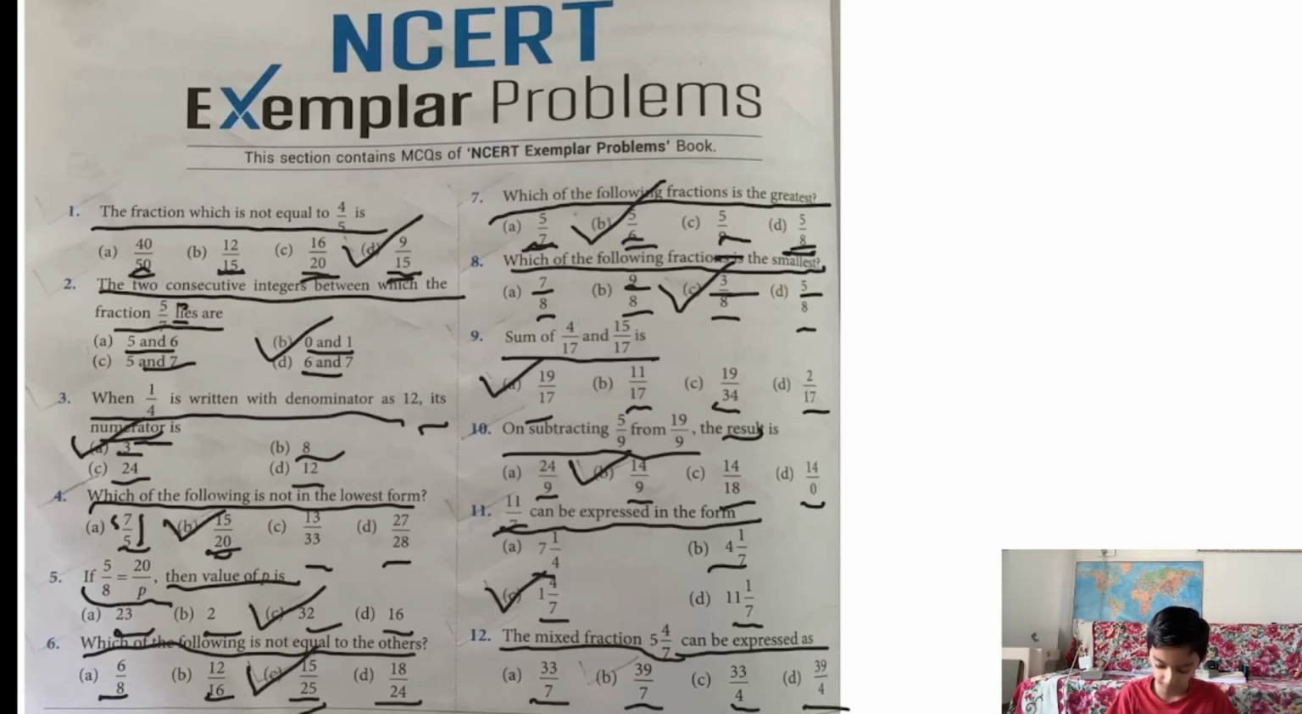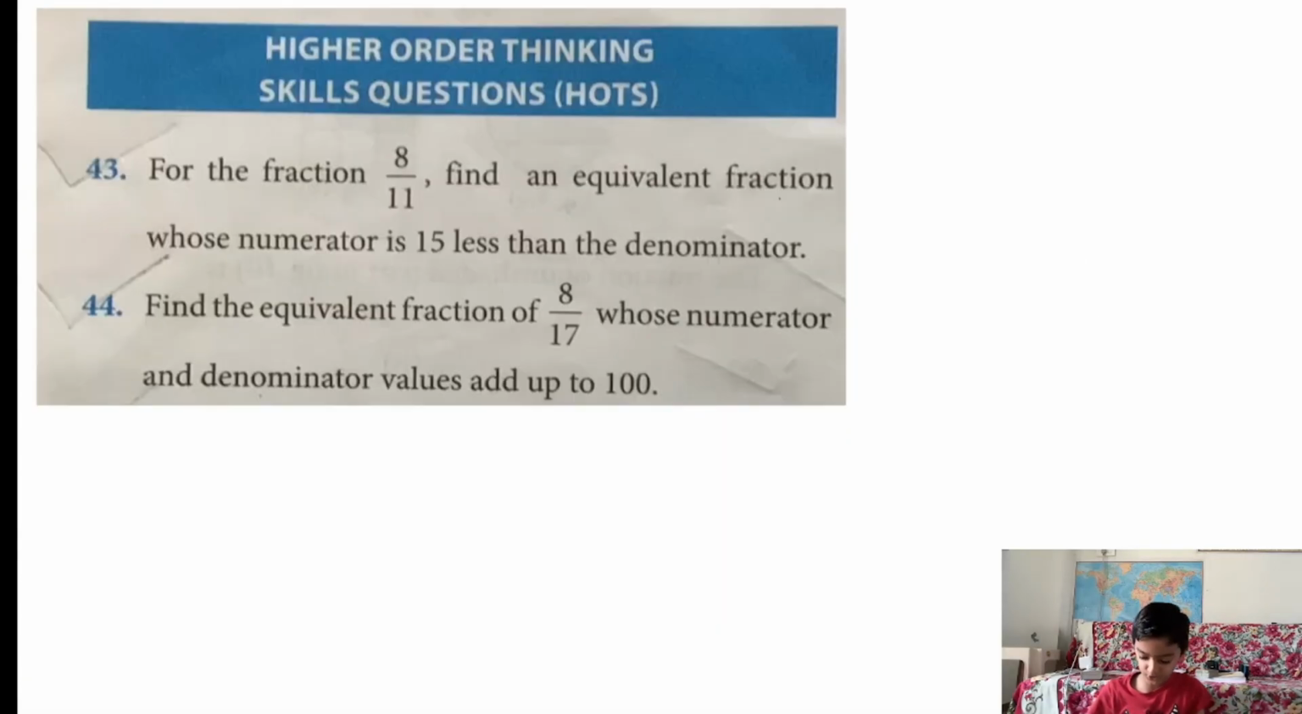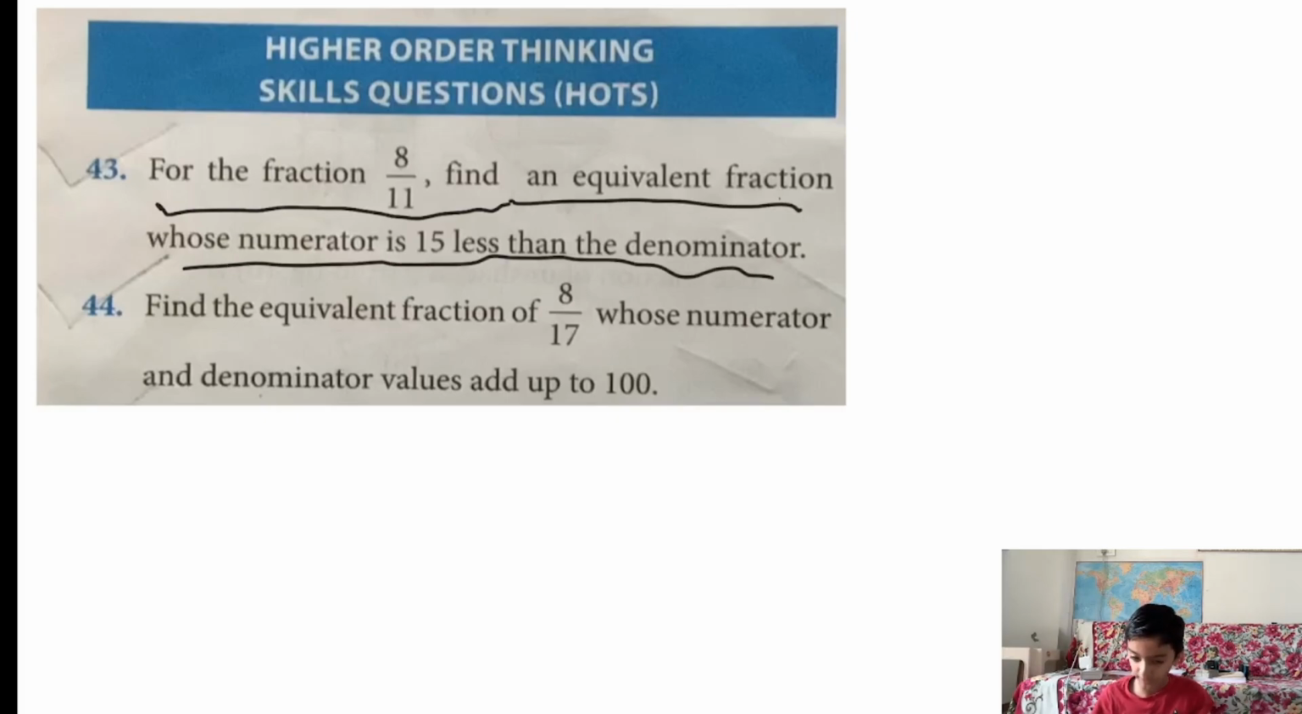So 7 multiply 5 is equal to 35 and 35 plus 4 is equal to 39. Then we'll keep the denominator as it is in the improper form of the fraction. So the improper form of 5 4 by 7 is 39 by 7. So the correct answer of question 12 is option B, which is 39 by 7. Now let's discuss one more question. For the fraction 8 by 11, find an equivalent fraction whose numerator is 15 less than the denominator.